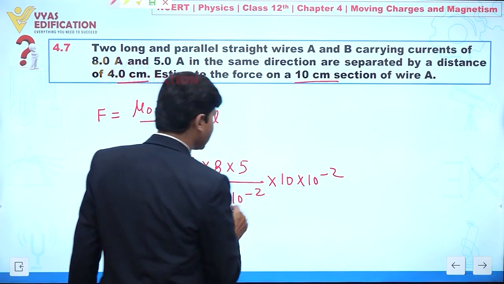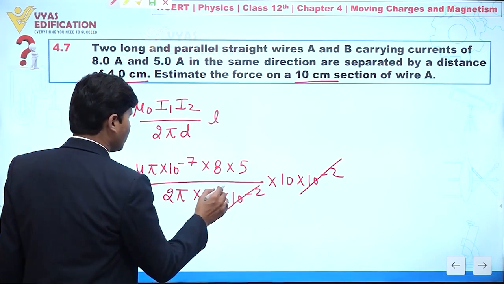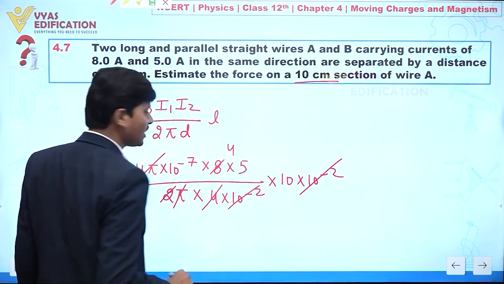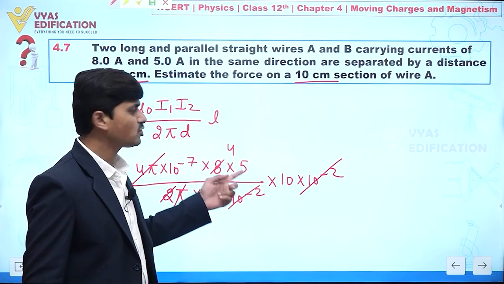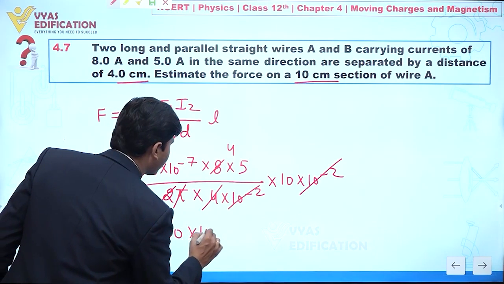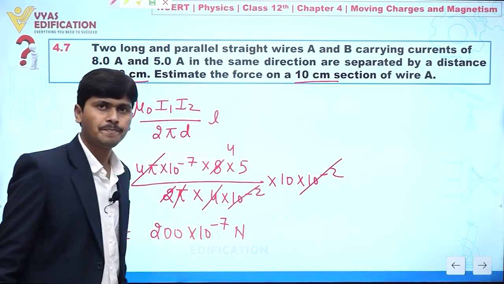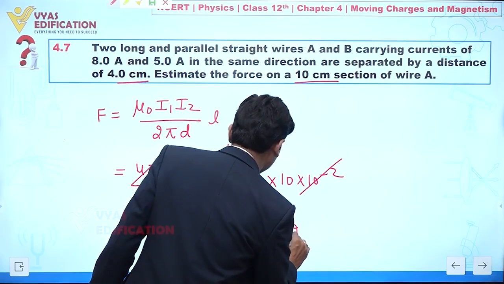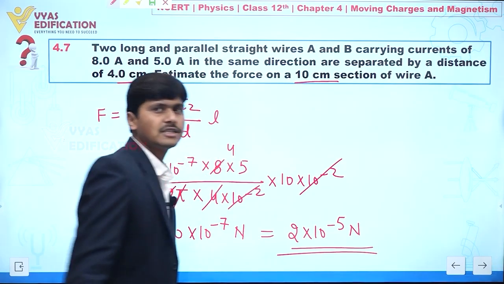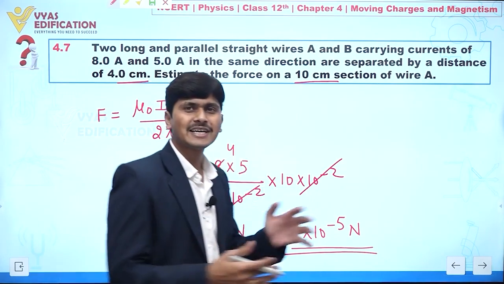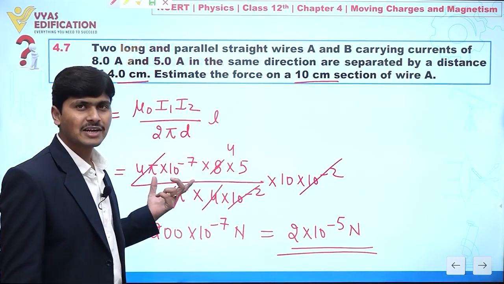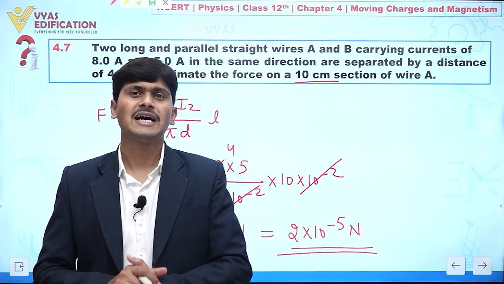From here, this one and this one cancel out, and 4 pi cancels out. This is 4. So from here this is 20 and we get 200. So 200 into 10 to the power minus 7 Newton. So what is our correct answer? The correct answer is 2 into 10 to the power minus 5 Newton. This is the attractive force acting between these two wires. So this is the magnitude. Clear everyone? Like this you can calculate the answer of this question.